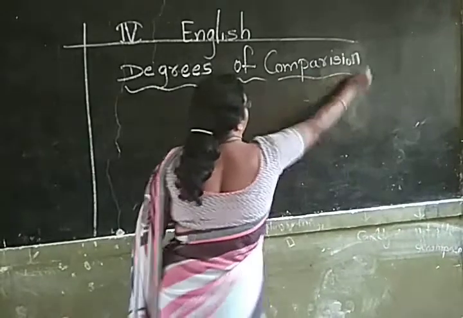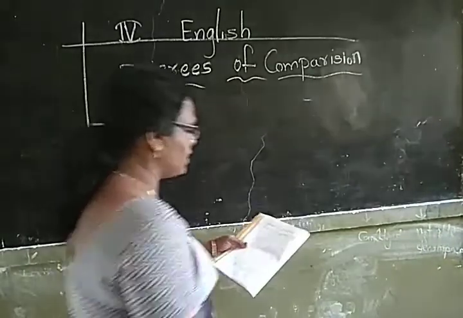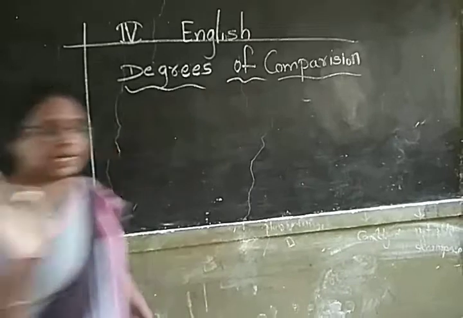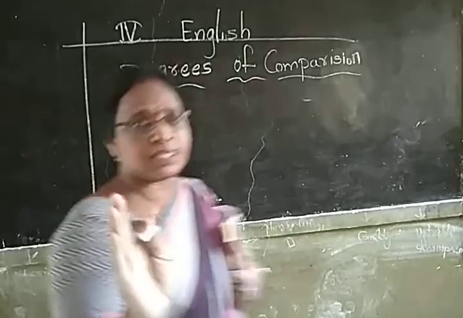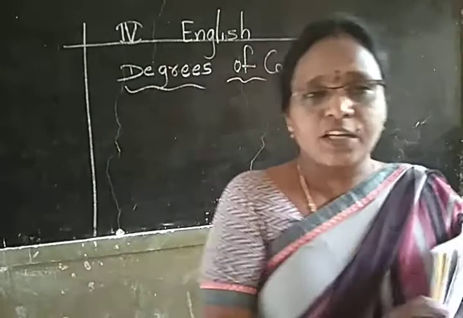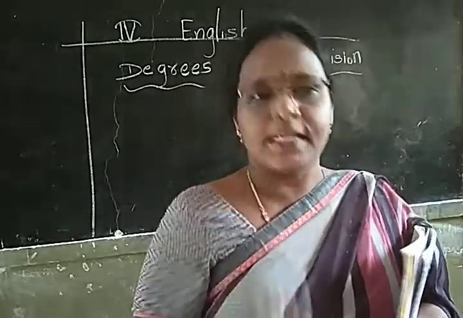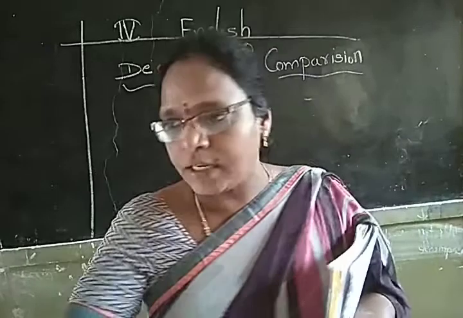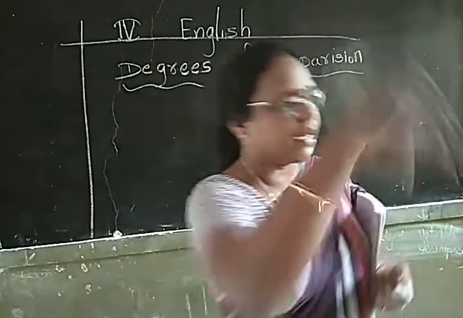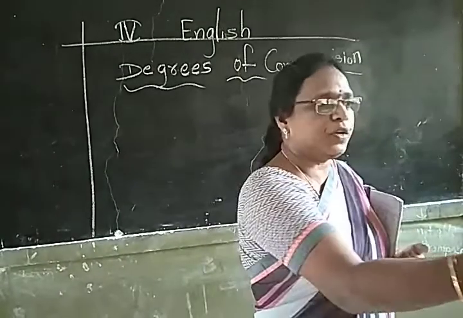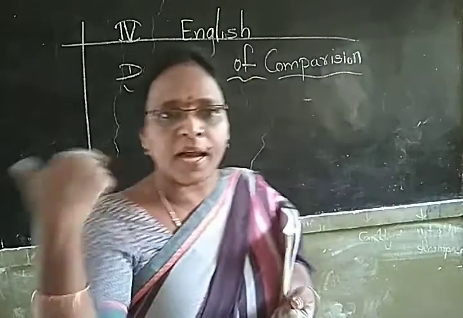Degrees of comparison are done by the adjectives. Adjective means it describes the noun. What is an adjective? It describes the noun. Suppose Rita is there. How does she look? She looks beautiful. Here, the describing word is your adjective.